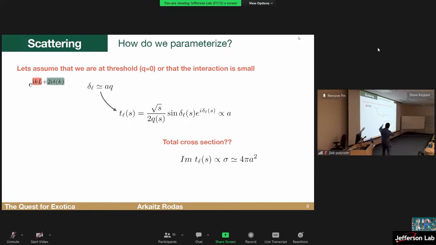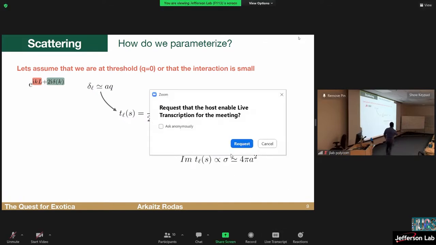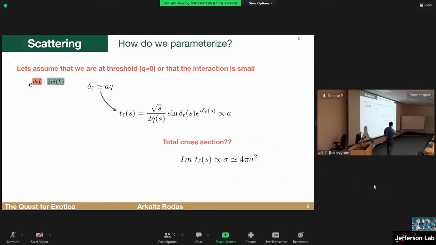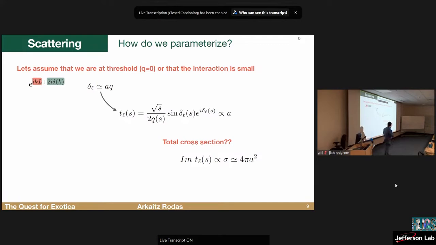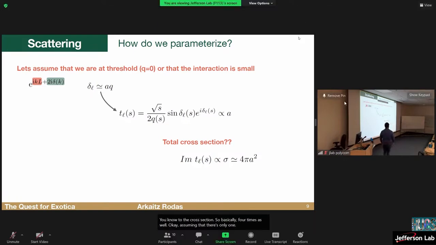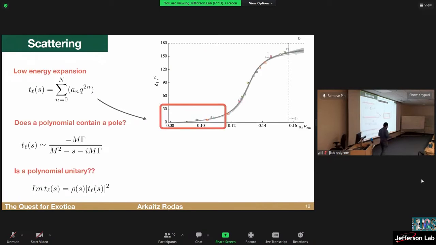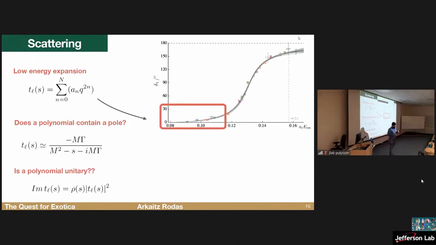If you go along this line and you use this approximation, then the total cross section, remember, and we will prove this today, the imaginary part of the little t is proportional to the cross section. So basically 4 times pi a squared, assuming that there is only one angular momentum that contributes to the cross section. So what happens when we fit data? Let's say that you want to do something more sophisticated. So instead of using just one order for t, you're going to expand this polynomial with many parameters, 10 parameters.